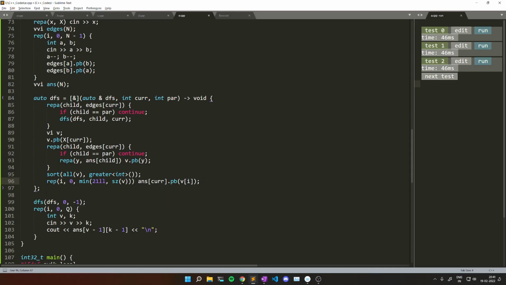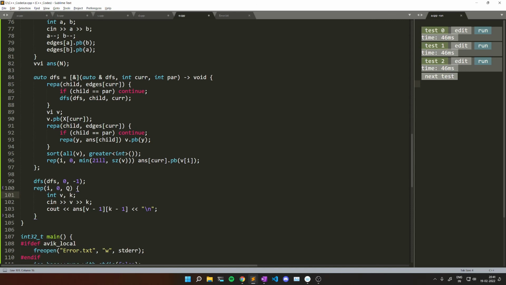After that part is done, my answer is properly filled, and then I go for each query v and k, and I directly answer that query in order of one time. The answer is stored in answer of v minus 1 and k minus 1. This is the kth largest value for the subtree of vertex v.